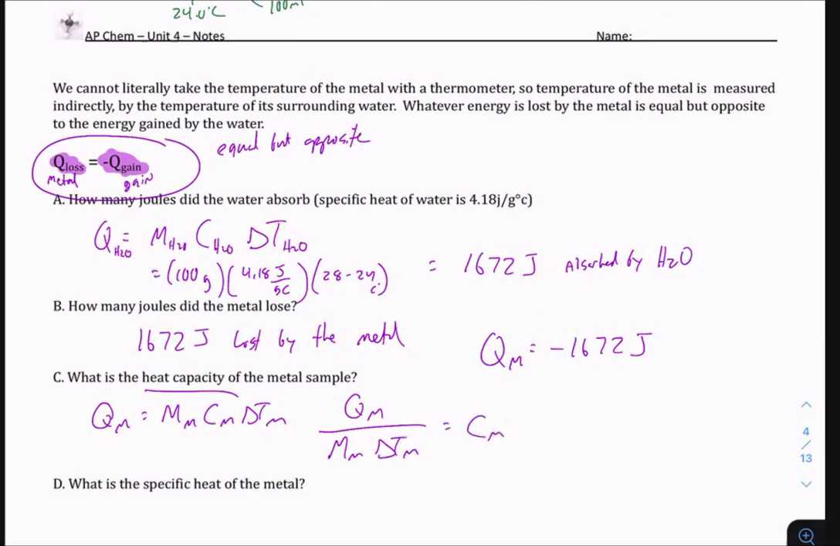Yeah, Ron. Is it asking for the heat capacity? So would you omit the mass term? No, we do need the mass of the metal in order to calculate this.